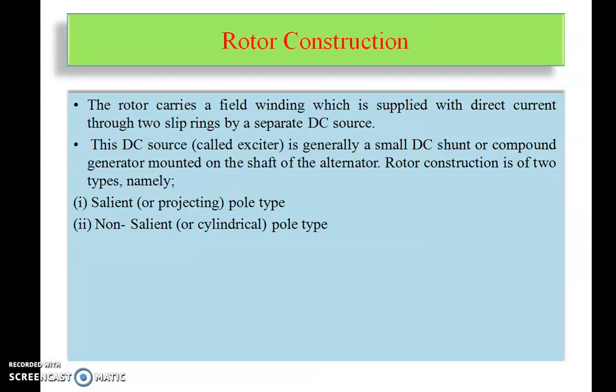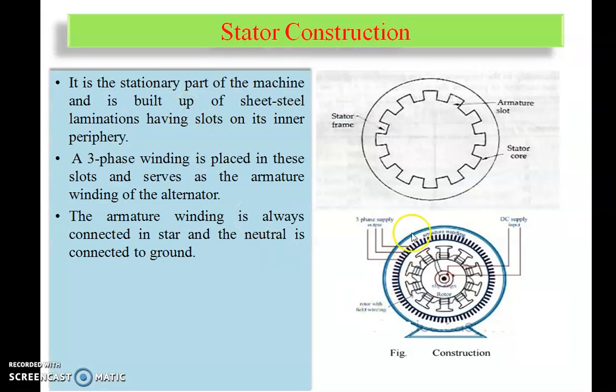So we will move towards the rotor construction. The rotor carries a field winding which is supplied with a direct current through two slip rings by a separate DC source. The outer part is the stator, while the inner part is the rotor. Already we have seen the advantage of the stationary armature, so we are considering the armature as the stationary part. That means we are mounting the armature, which is called the stator winding, in the stator slots.